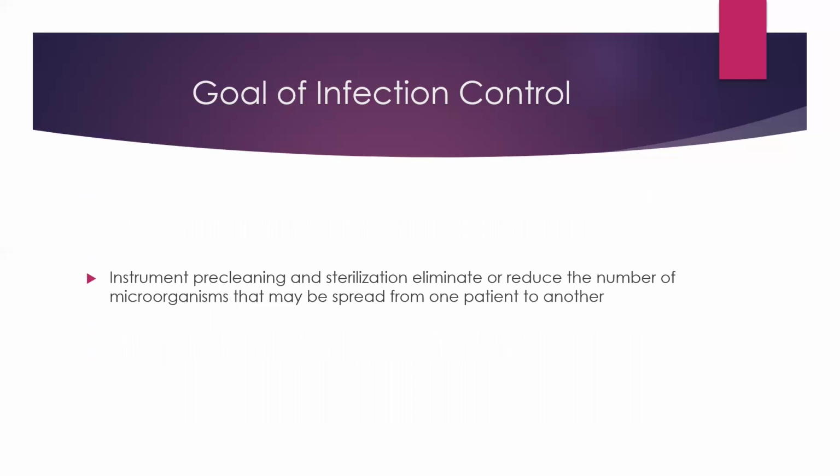Okay. Instrument pre-cleaning, and we're going to go into this later on in the program. Instrument pre-cleaning and sterilization eliminate or reduce the number of microorganisms that could be spread from one patient to another. It's almost like saying you take the dishes, you put them in the sink, you soak them, then you take them out, and then you clean them with a sponge or whichever, using your dishwashing liquid. And then you put them in the dishwasher. So in terms of steps, there's something similar in that sense. Of course, not in the sense of what is sterilized.